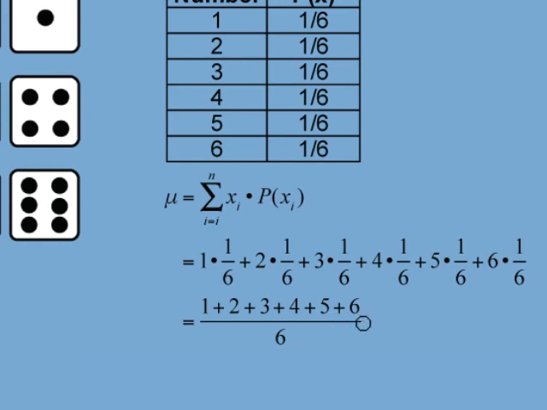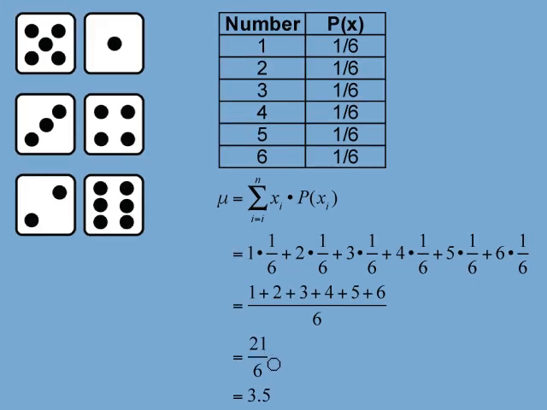In this form, you can see that this is the same as the mean of the numbers on the die divided by 6. The result is 3.5. This is the mean of the probability distribution. It is also known as the expected value.